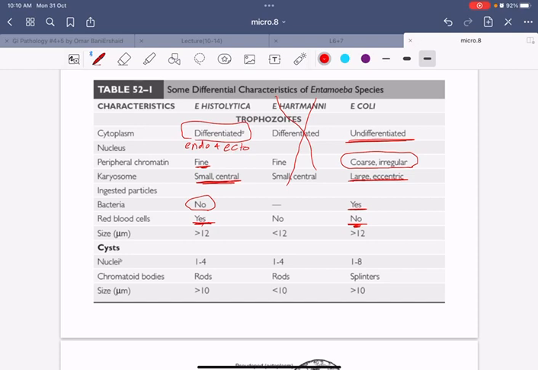Regarding the cyst, nuclei: the cyst of Entamoeba histolytica has 1 to 4, usually 4 nuclei. This is important. While in coli, 1 to 8, usually 8. So Entamoeba histolytica has 4 nuclei. Let me repeat: Entamoeba histolytica cyst, not a trophozoite, has 4 nuclei.